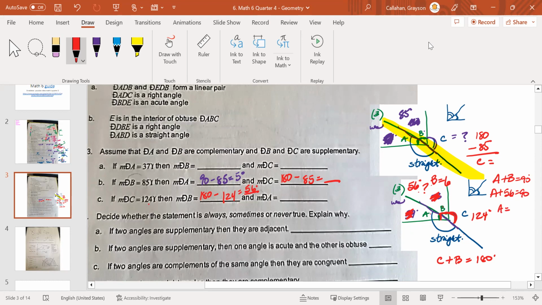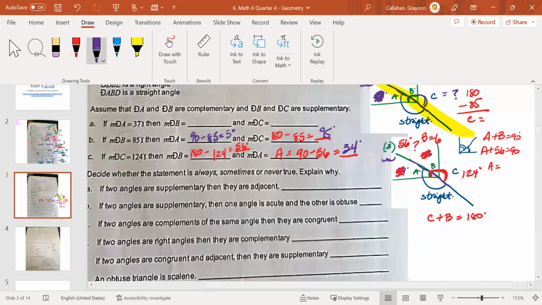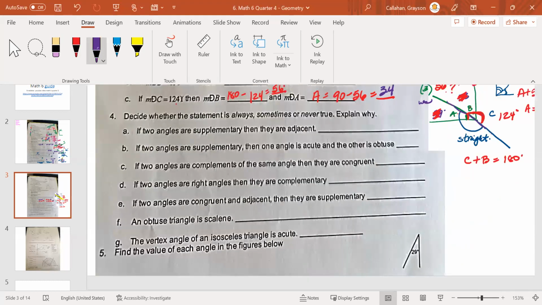The opposite of a positive 56 is? Yeah, so A equals 90 minus 56. So figure that out and that'll give you the answer, okay? Do you understand? Yeah, 34, and this one on top is going to be 95. Just make sure to check, okay? All right, so that concludes the first part.